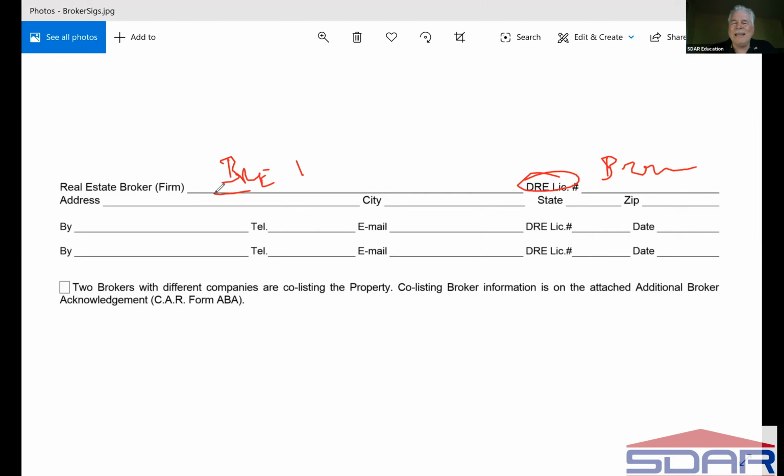And then, yeah, you need to put your address in there. You need to put the city, state, zip. Please be thorough. Okay. You need to sign it, whether you are signing it on behalf of the broker, which you're the agent for the broker. Okay. And Nancy, in your case, you are the broker, so you would sign it. Here is your DRE number.